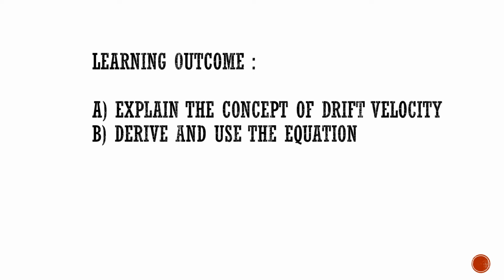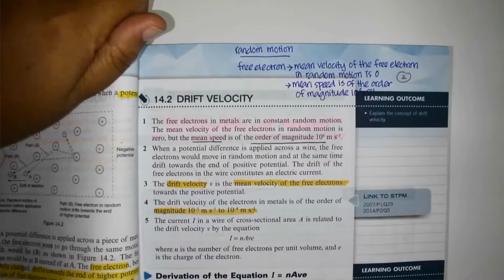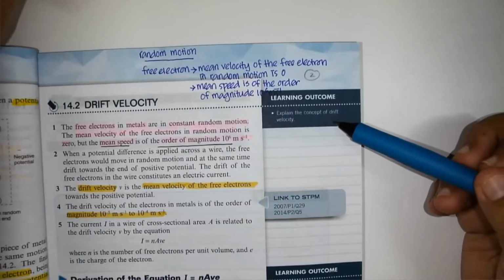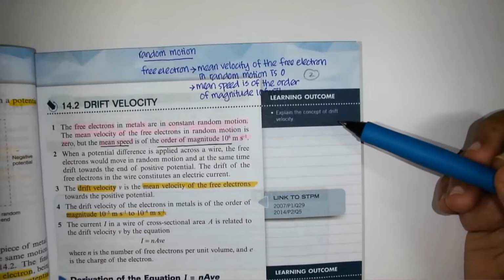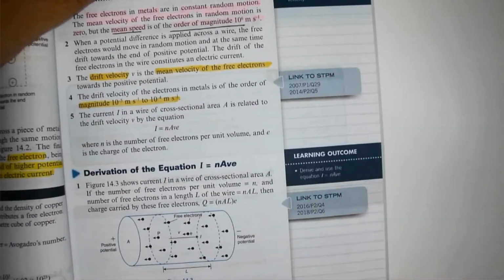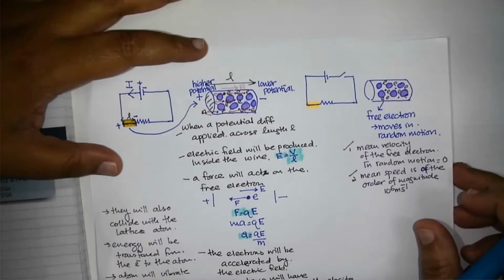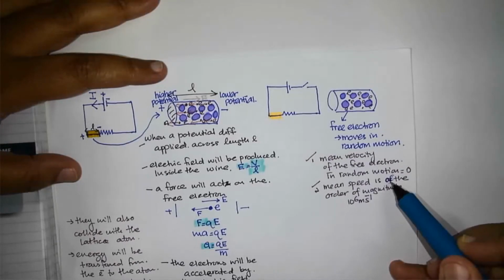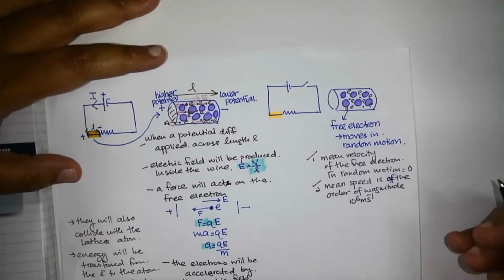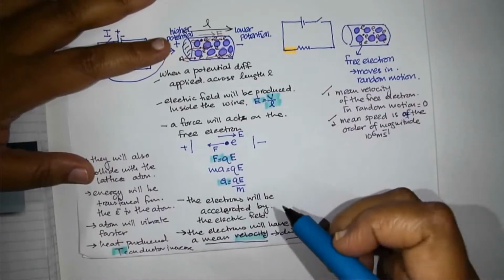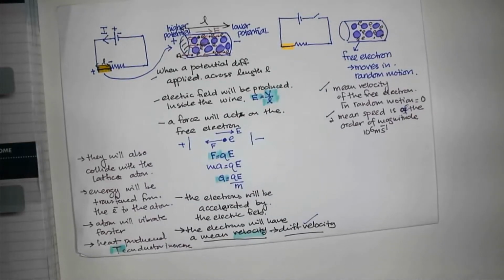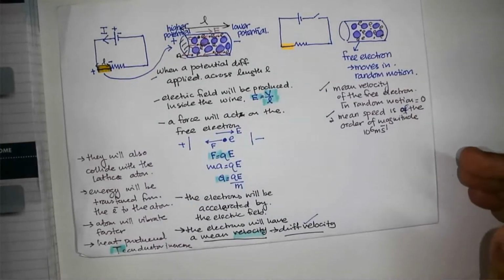Alright, so let's look at the lesson now. Let's look at the next class, which is drift velocity, where the learning outcome is to explain the concept of drift velocity, and we're also going to derive and use the equation for this lesson. Okay, so this was my previous class. In the previous class, I just want to let you all know this is the word "of", because I spoke "of" but I wrote the word "or". This was the concept of how a drift velocity is formed, how we understand the drift velocity concept inside a wire.